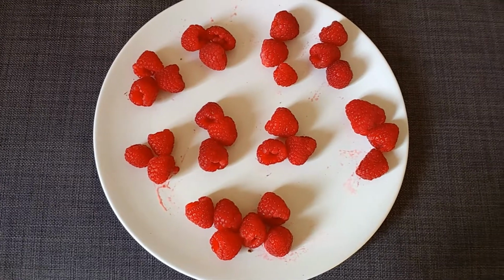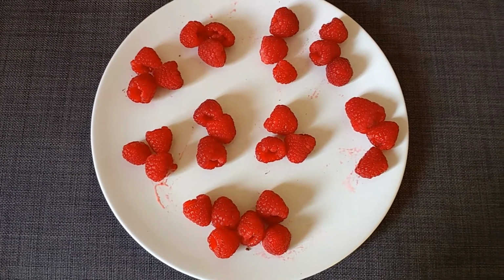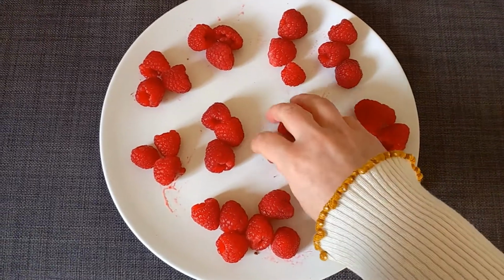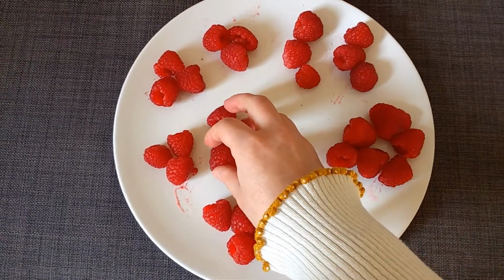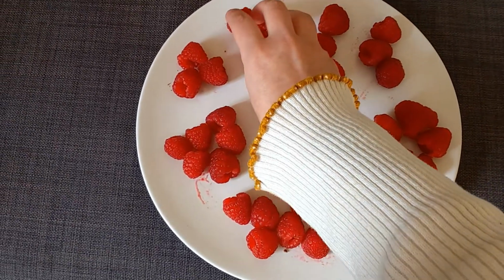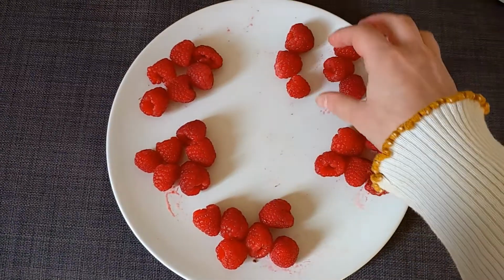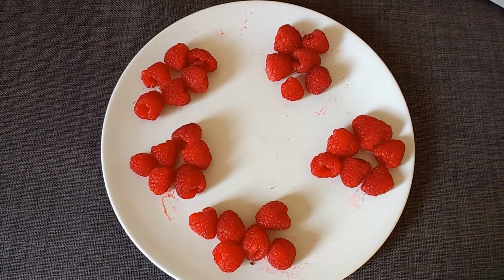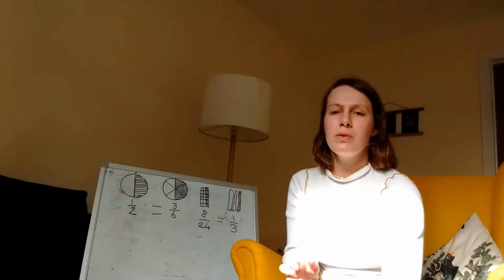That's the same as 1/5. So if I put them all back together, put it back into fifths, I'm putting 2/10 together to make 1/5. 2/10 is equivalent to 1/5.